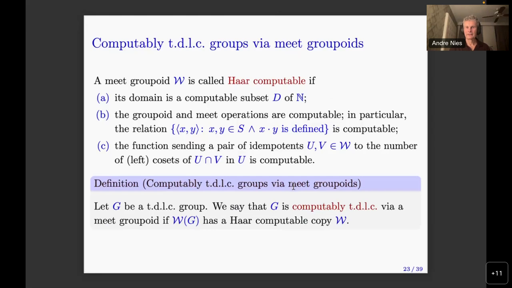And now I simply define G computably TDLC via meet group point if W of G has a hard computable copy. So this sounds quite different from the first definition, but in fact, these two are equivalent. And the difference in definition two is that I directly work with the approximations, and it's a natural structure of approximations. It's sort of canonically given by G.